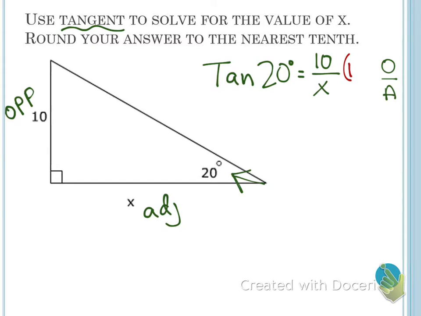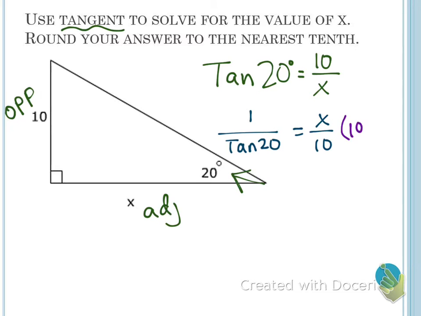Can I just multiply both sides by 10? No, that will not cancel out your fraction. So what do we need to do? Flip them. You're going to flip both sides. So on the left you have 1 over tangent of 20. On the right you have x over 10, times 10 on both sides.